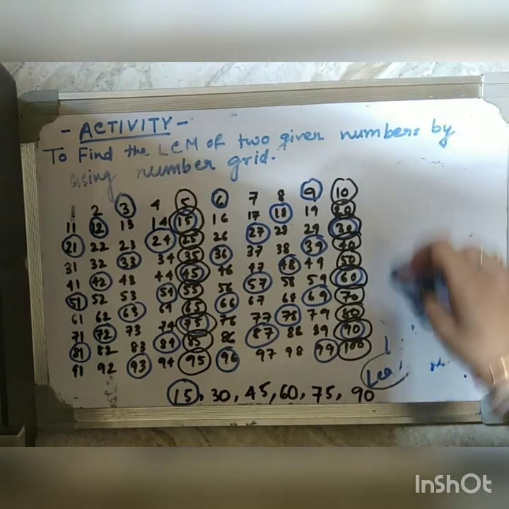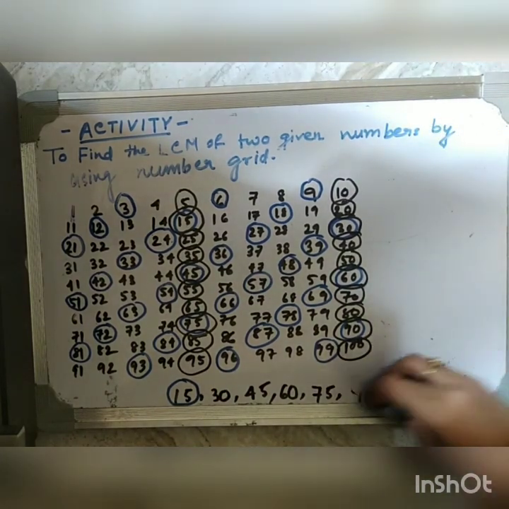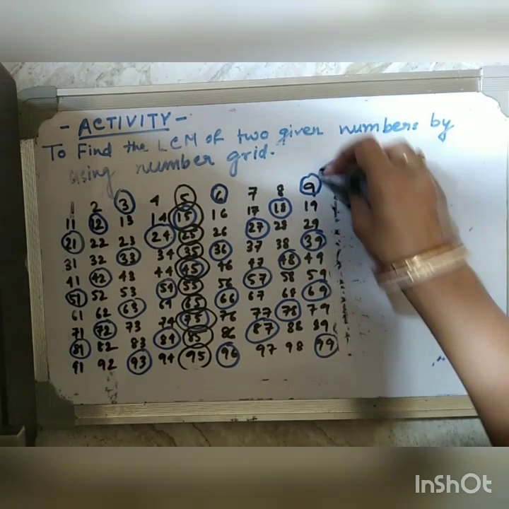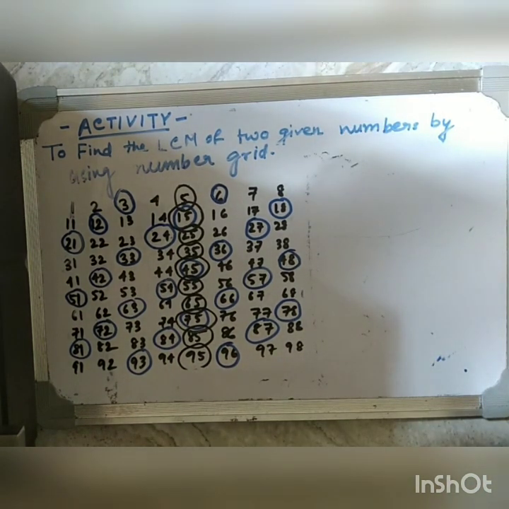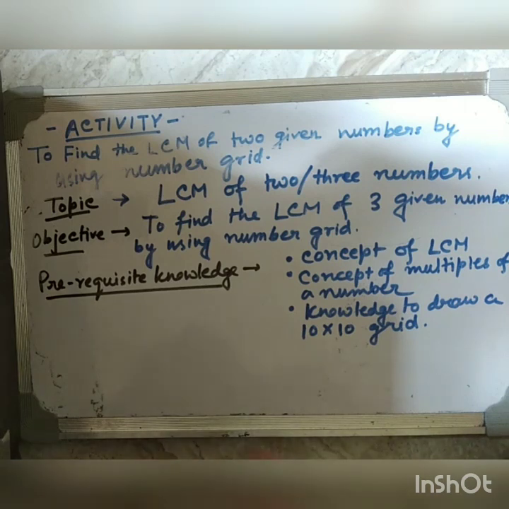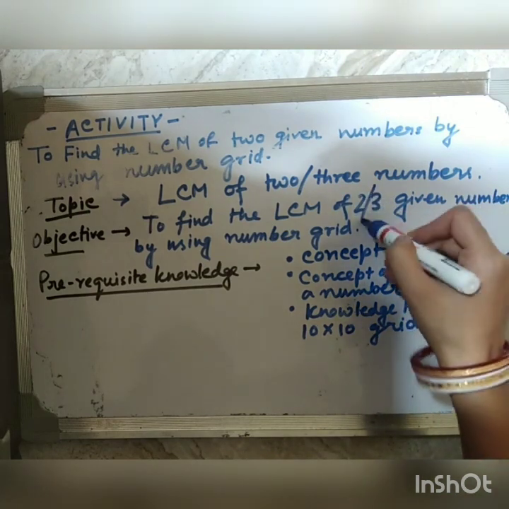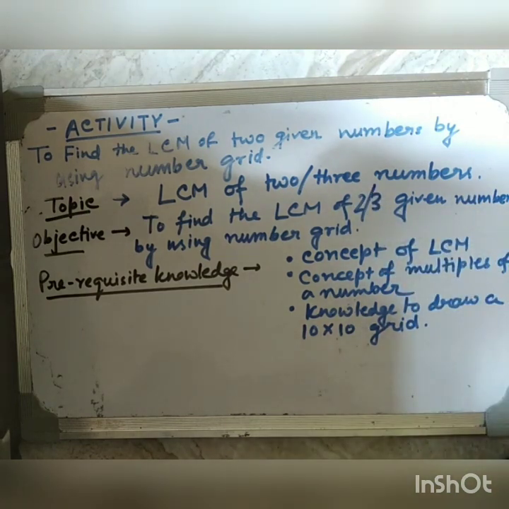Okay. Now I am giving the writing, what you have to write for the activity. Okay. Now I will start the activity by writing this. First we will write the topic, and the topic we will write LCM of 2 or 3 numbers. As I have shown you the example of 2 numbers, then you can also do for 2 numbers. Now for objective, to find the LCM of 3 given numbers, or you can also write 2 given numbers by using the number grid.